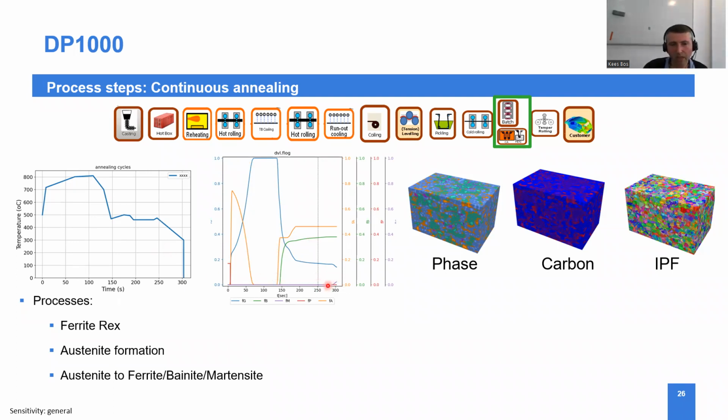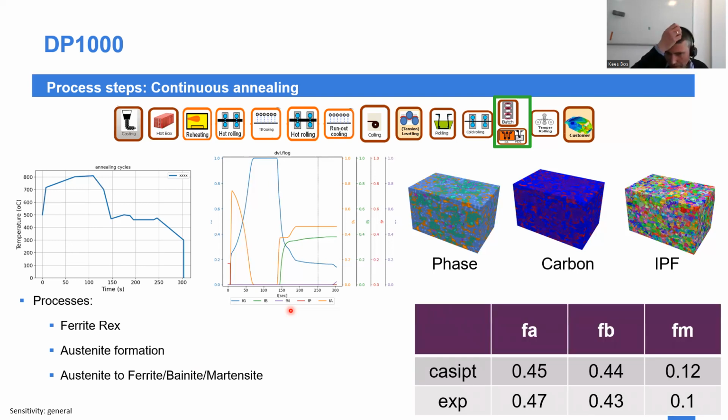And the bainite is an extremely important phase for these advanced high-strength steels. So maybe traditionally for a dual phase steel, you would think of ferrite and martensite, but it turns out that applying bainite in these products is really helpful to get good properties. But it does mean that we had to add a bainite model to our phase transformation model, our CASIPT model.